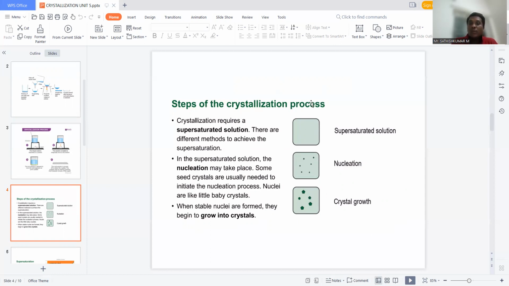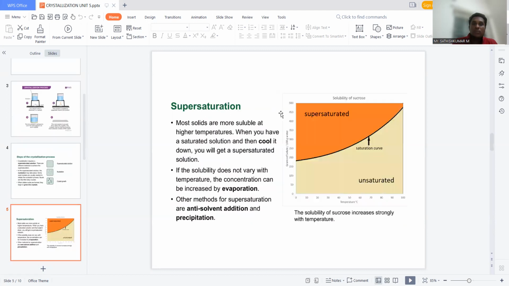The steps involved in the crystallization process are as follows. Crystallization requires a supersaturated solution to form crystals. There are different methods to achieve supersaturation. In the supersaturated solution, nucleation may take place. Some seed crystals are usually needed to initiate the nucleation process. Nuclei are like little baby crystals. Once stable nuclei are formed, they begin to grow into crystals and develop into big crystal particles. These are the steps involved in the crystallization process.